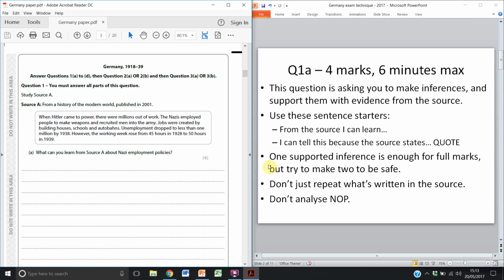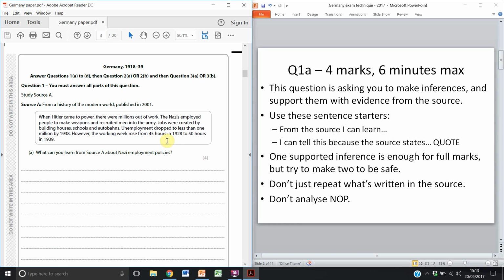Now, one supported inference is enough for full marks. But if I was you, I would always try and make 2 inferences to be on the safe side. Okay, so a second inference was that Nazi employment policies weren't all positive. They had some negative effects on people. Who would be happy about going from, on average, working 45 hours a week to 50 hours? That's an extra 5 hours on your working week. That's a really negative thing, isn't it?